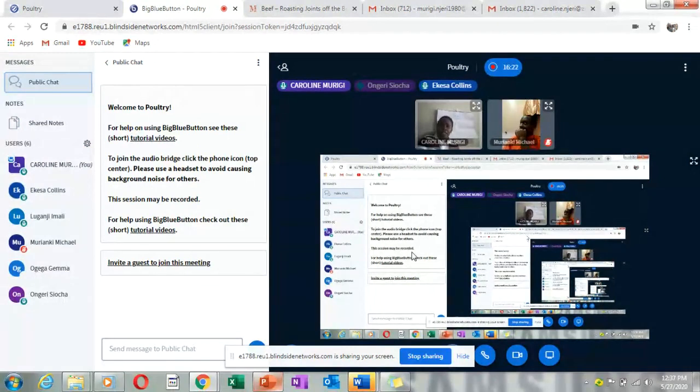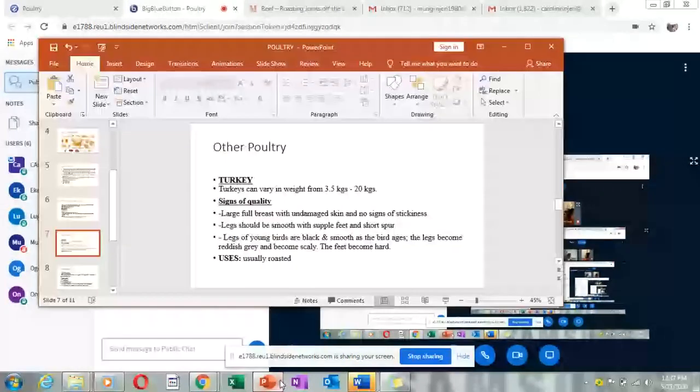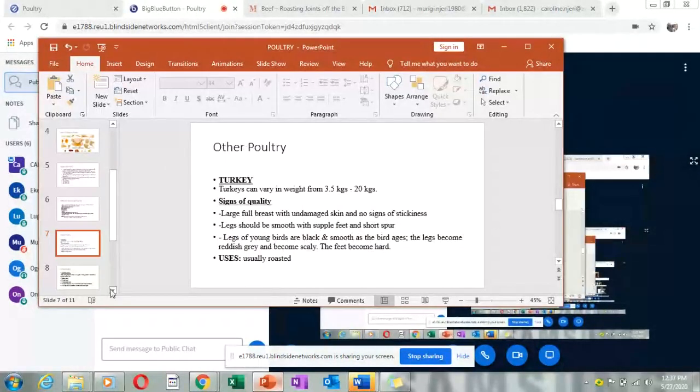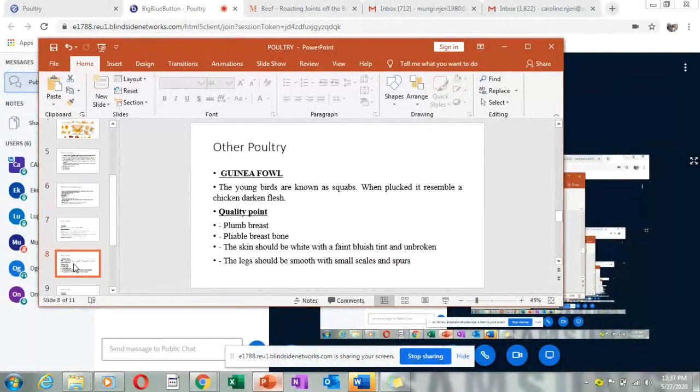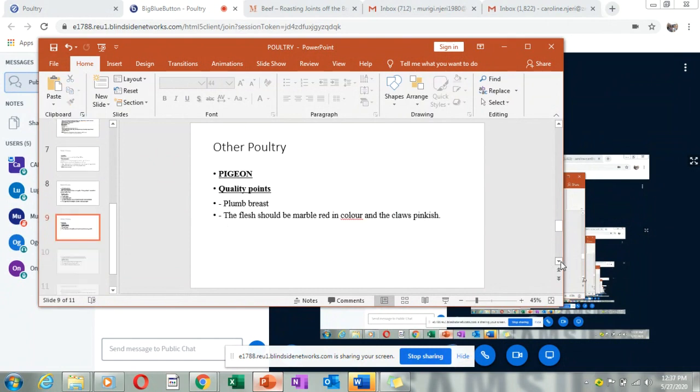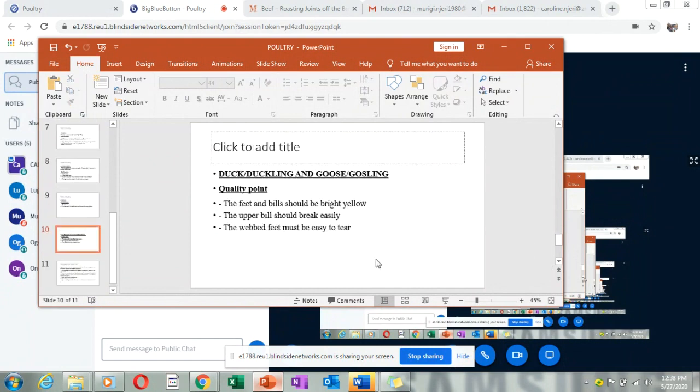And then we have the ducks. No, that's the guinea fowl, or what we call squabs. They have very dark flesh. It looks like chicken but it is dark in color, blackish. Then we have the duck and the goose. They more or less look the same with the webbed feet.